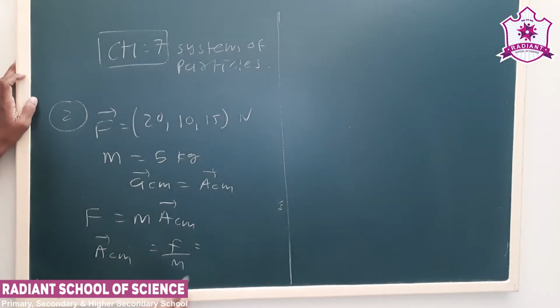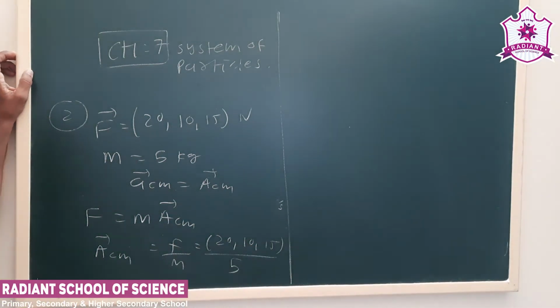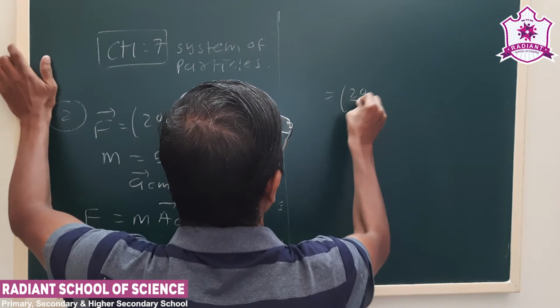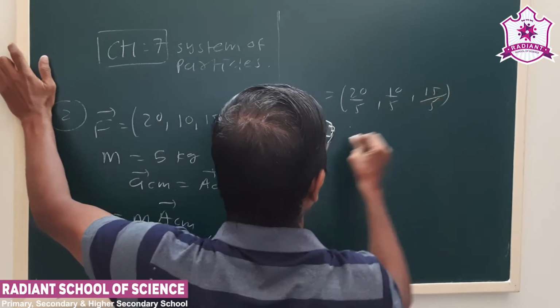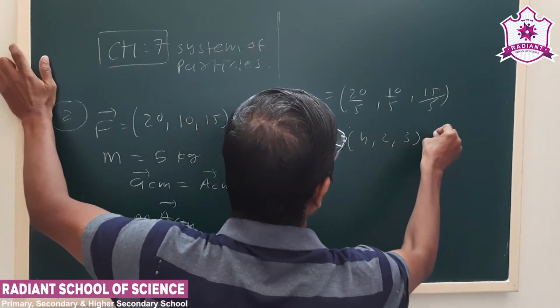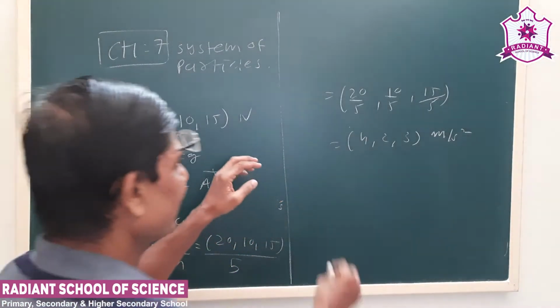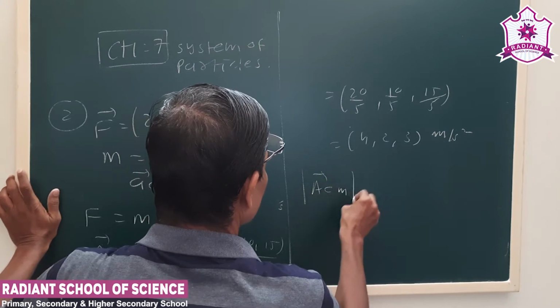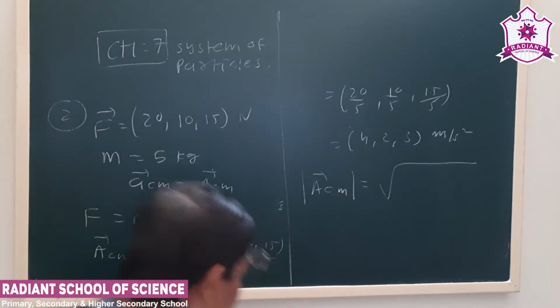ACM is F upon M. Here the force components are 20, 10, 15, and the total mass is given. So we divide all the terms: 20 by 5, 10 by 5, and so on. If we want the magnitude, then we can also find it out from the vector form. This is how we can solve. So this is about MCQ number 2.